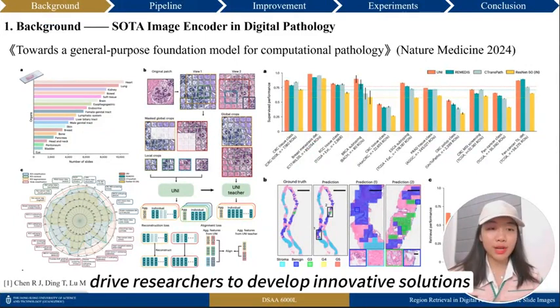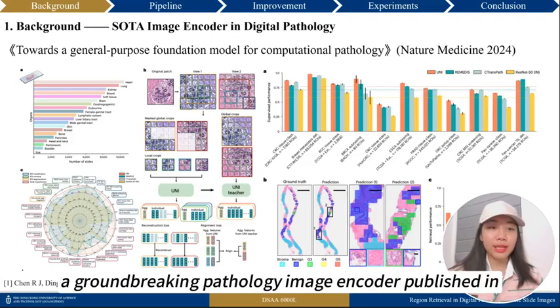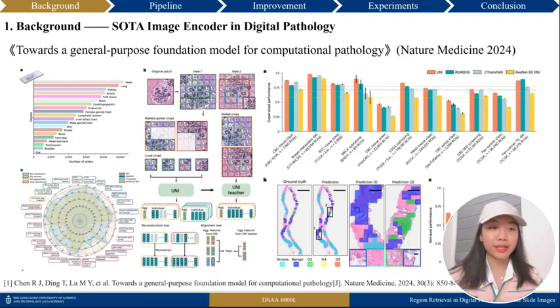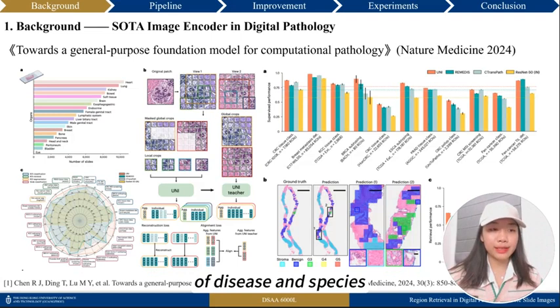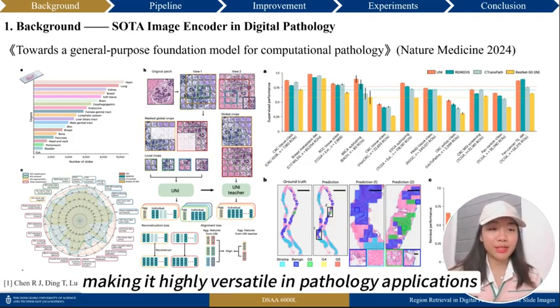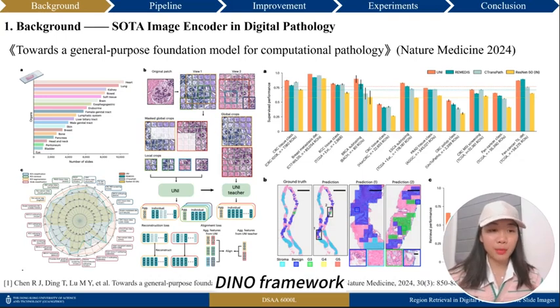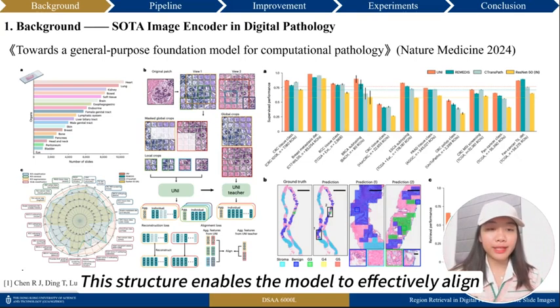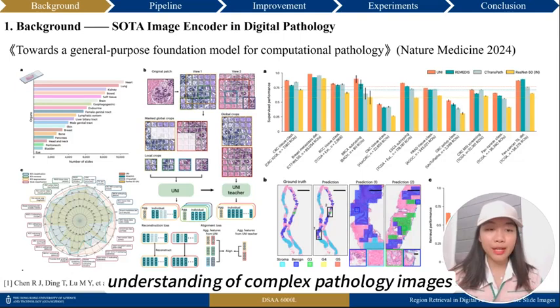This challenge has driven researchers to develop innovative solutions, and one of the most advanced is UNI, a groundbreaking pathology image encoder published in Nature Medicine this year. UNI leveraged extensive datasets encompassing a wide variety of diseases and species, making it highly versatile in pathology applications. Well, its training process is built on a powerful DINO framework, which employs a dual branch architecture, a student branch and a teacher branch. This structure enables the model to effectively align and interpret image information, resulting in a deeper understanding of complex pathology images.